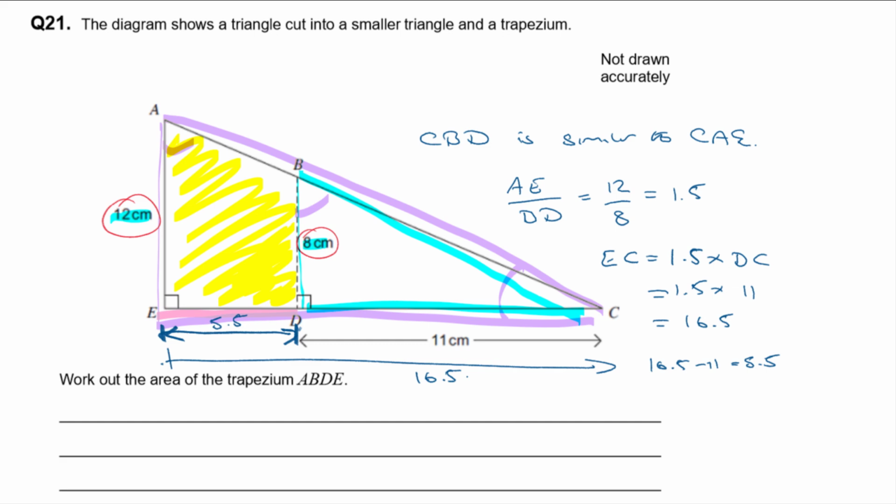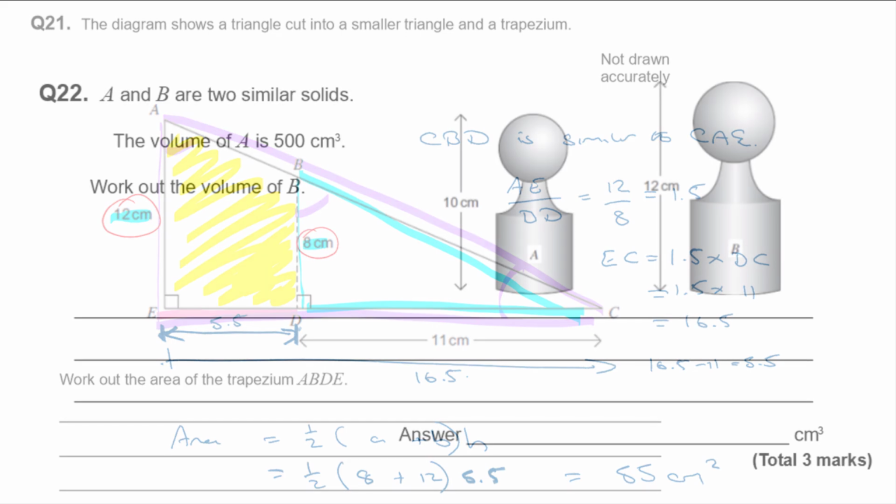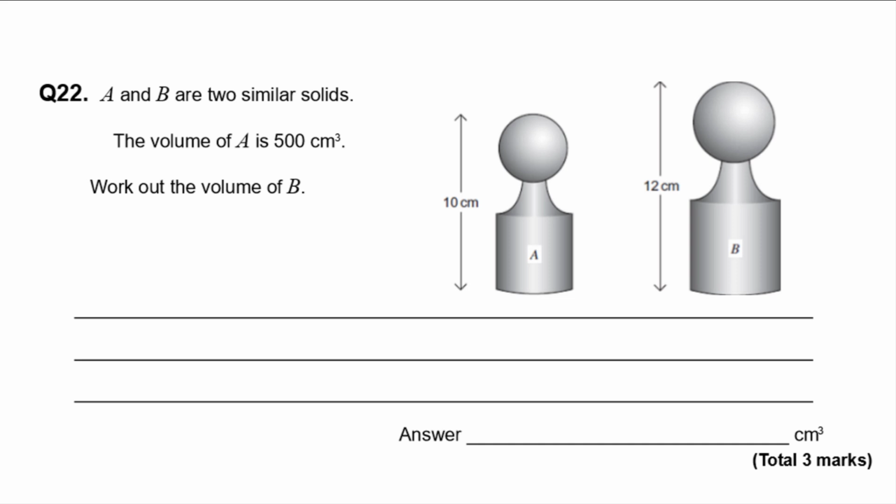So now I know that, the area is going to be half (a plus b) h. That's the formula for a trapezium, isn't it? So that's half lots of my two parallel sides, 8 plus 12, times the distance between them, which is 5.5. Okay, so 8 plus 12 is 20, divided by 2 is 10, and 10 times 5.5, that's 55. So that's going to be the area of the trapezium then, isn't it? 55 square centimeters.